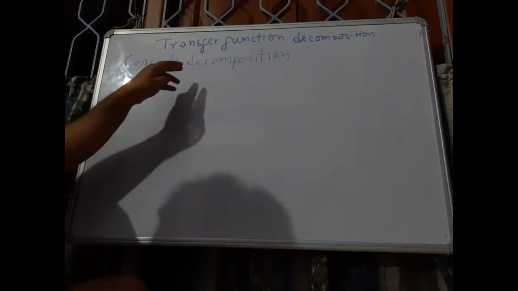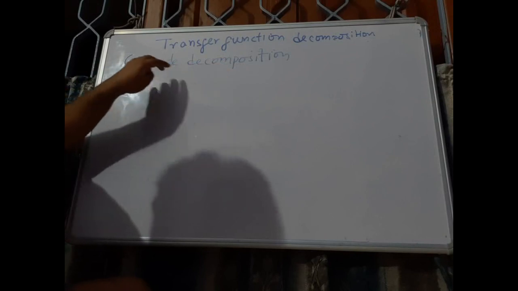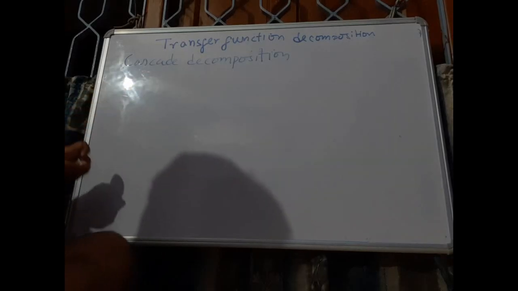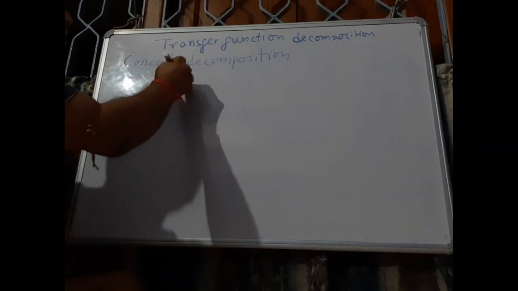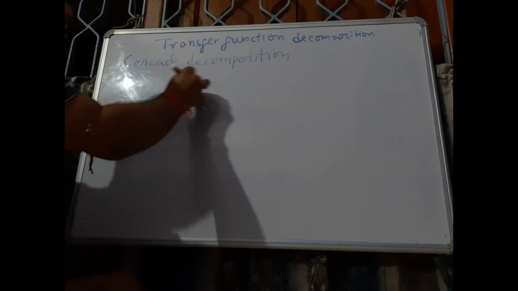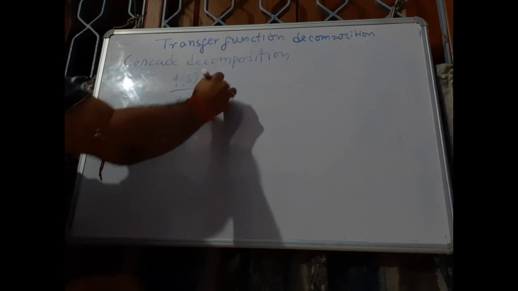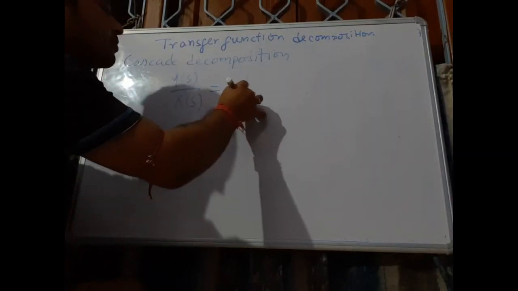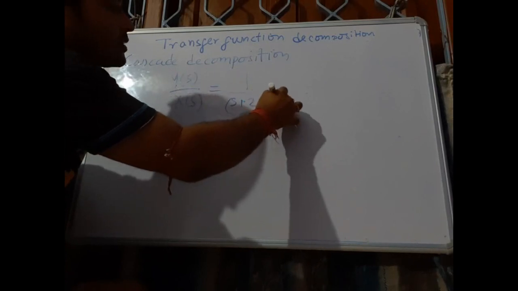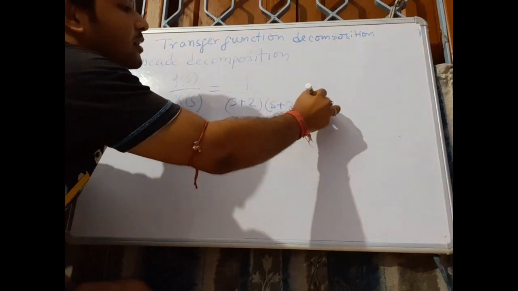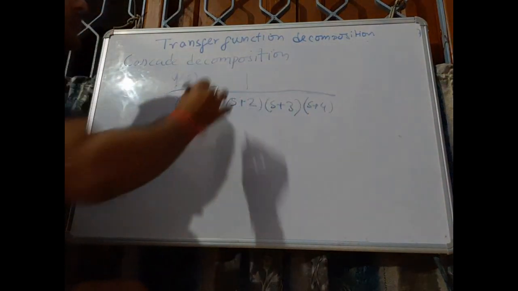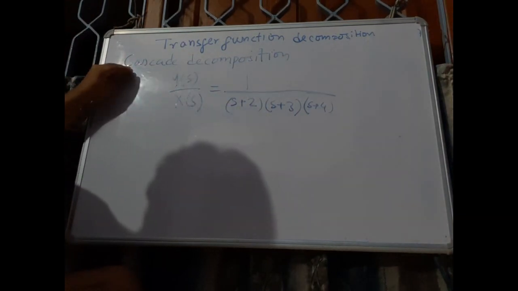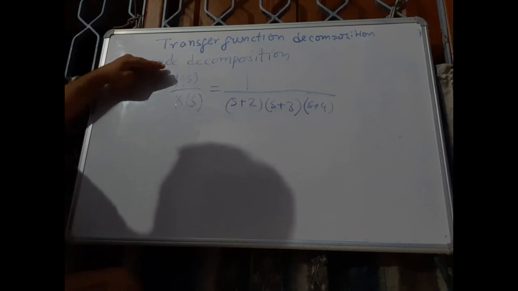Okay, in this tutorial we will see cascade decomposition for transfer function decomposition of a state space equation. Say we take an example: the transfer function Y(s)/X(s) is equal to 1 by (s plus 2)(s plus 3)(s plus 4). Okay, this is the transfer function. As the name suggests, we have to model this transfer function in a cascading fashion.